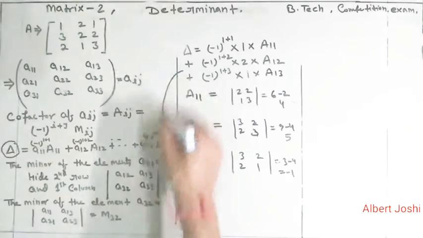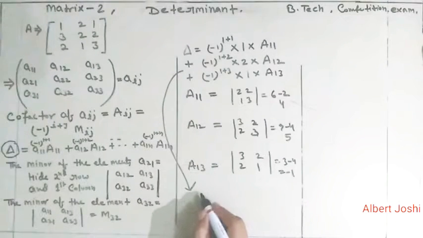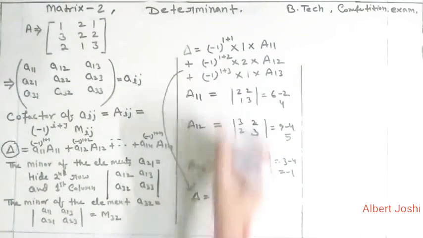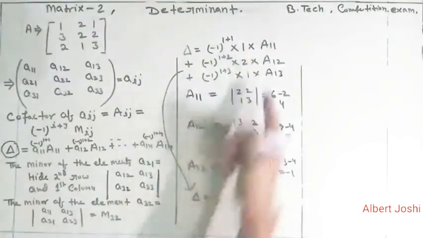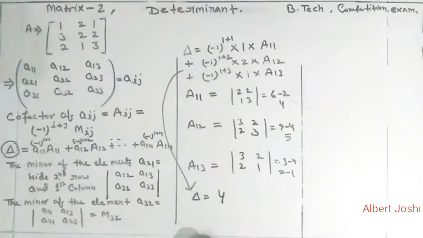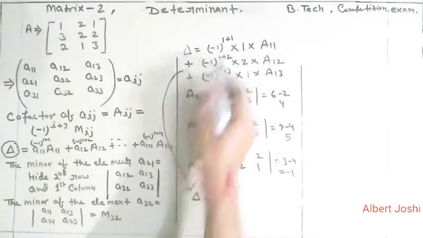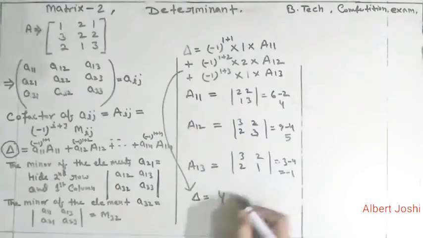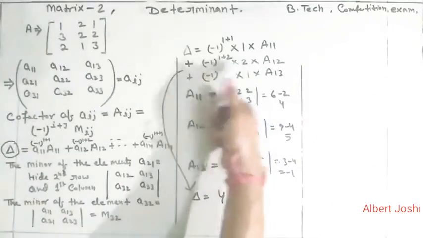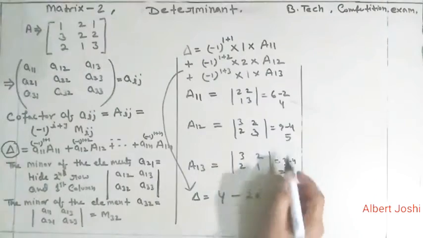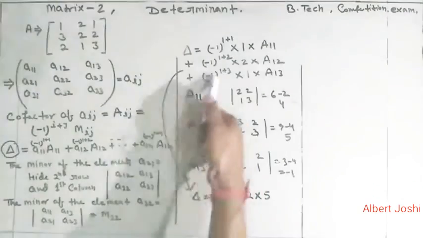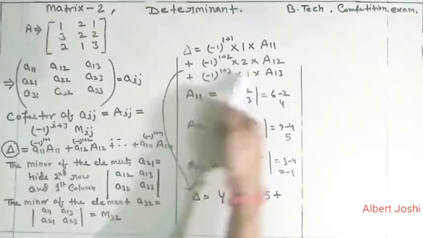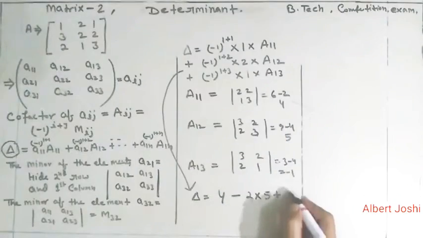Now put the values here. Del is equal to minus 1 to the power 1 plus 1, which is 2, minus 1 to the power 2 is 1. So 1 into 1 is 1, and A11 is equal to 4, so the total value is 4. Now minus 1 to the power 1 plus 2 is 3, minus 1 to the power 3 is minus. Then minus 1 into 2 is minus 2 into A12, which is 5. Then minus 1 to the power 3 plus 1 is 4, minus 1 to the power 4 is plus, and 1 into 1 is 1 and A13 is equal to minus 1 into minus 1.